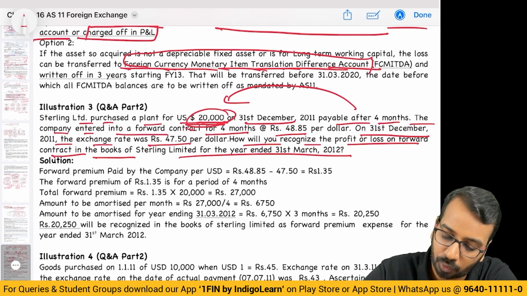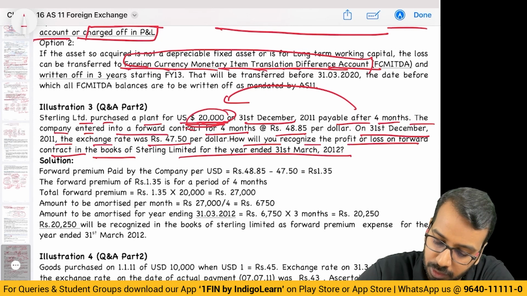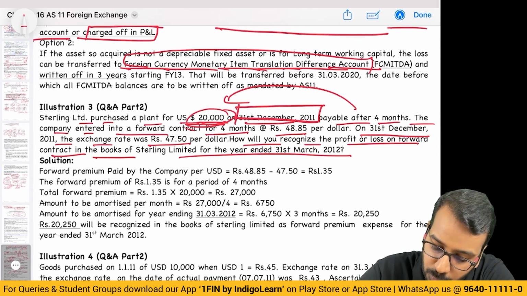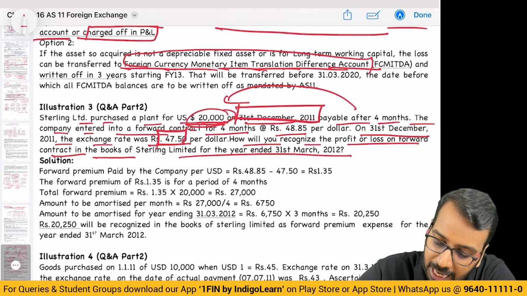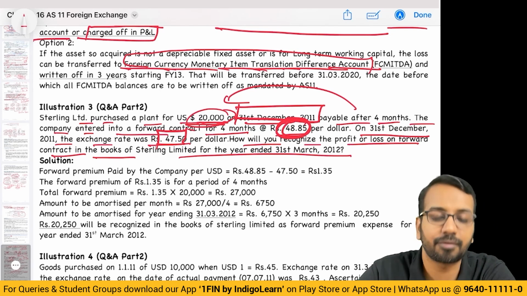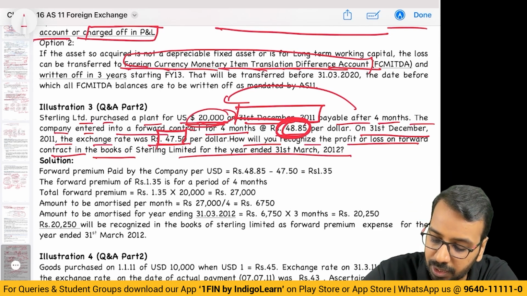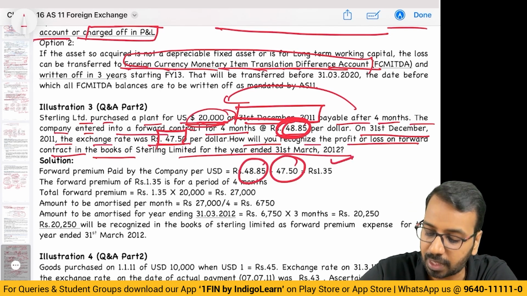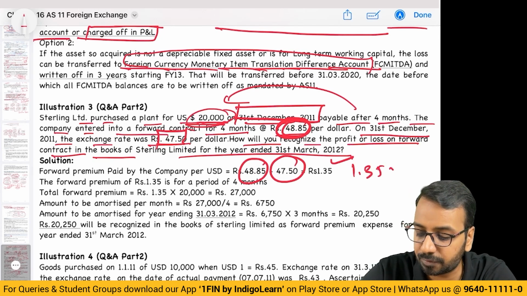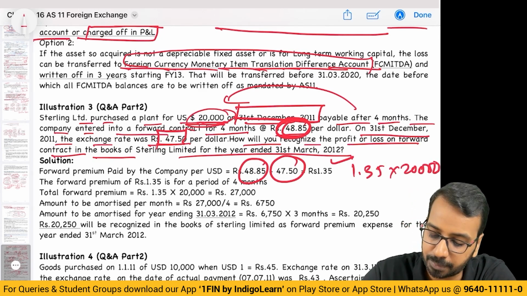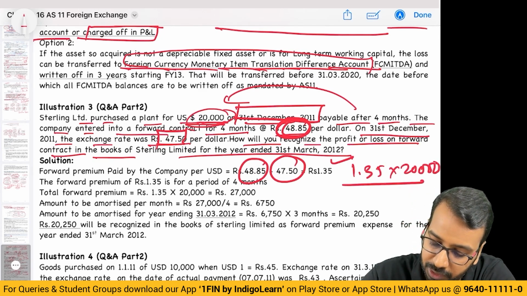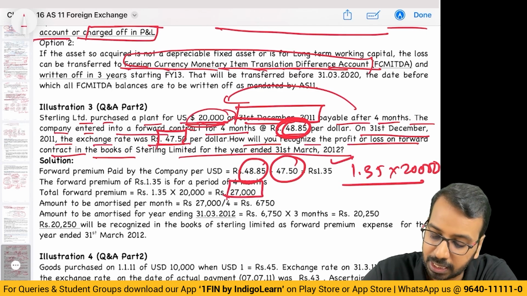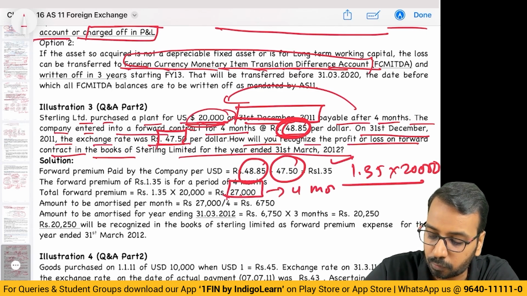So, what is the forward premium? On 31st December, the spot rate is 47.5 and you have agreed to buy at 48.85. So, difference between 48.85 and 47.5 is the premium. 1.35 into 20,000 is my premium. So, 1.35 into 20,000 becomes 27,000. This 27,000 is for 4 months.